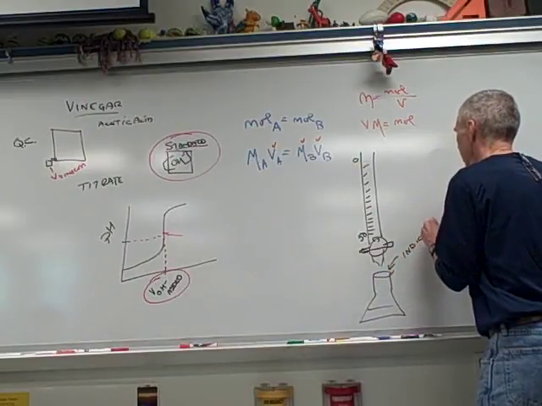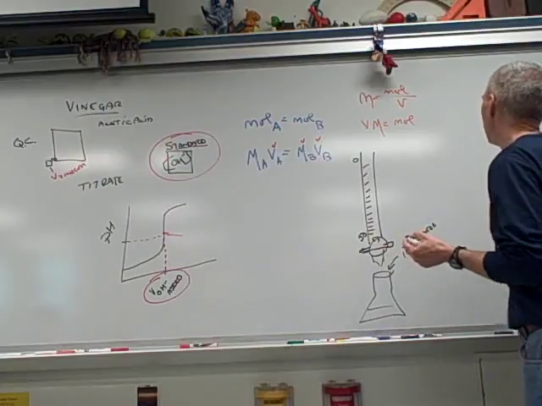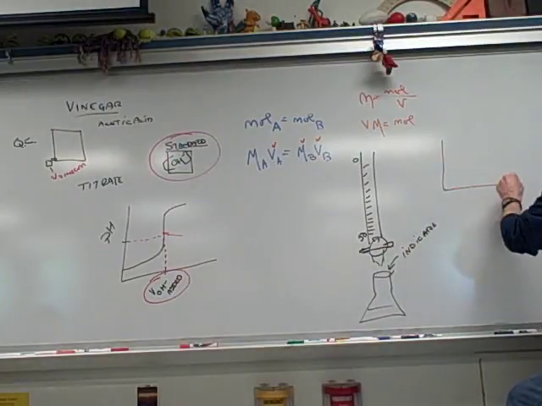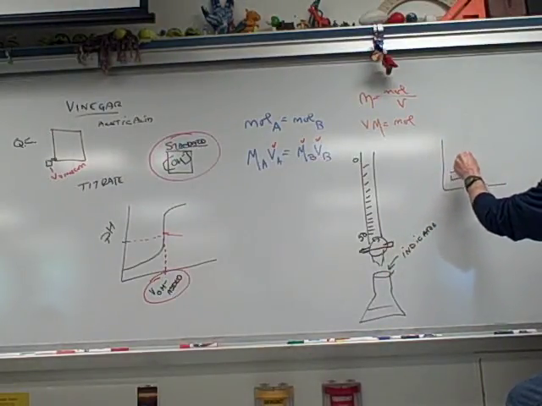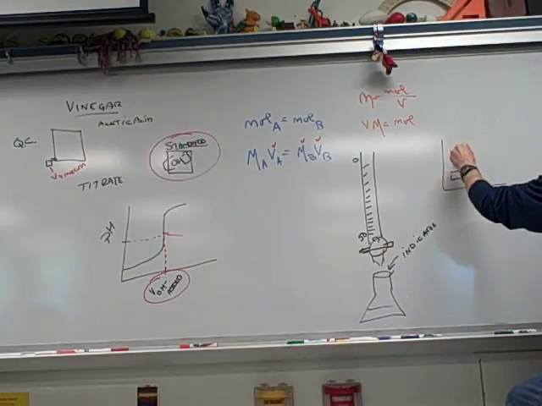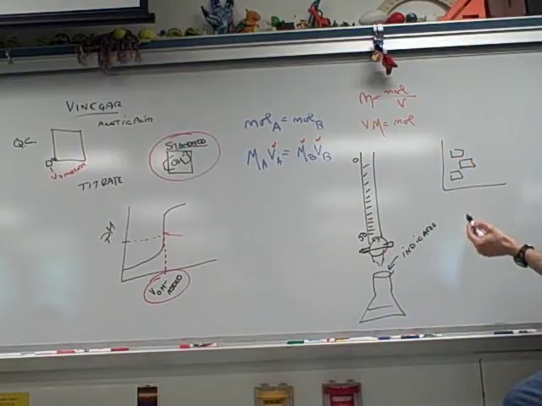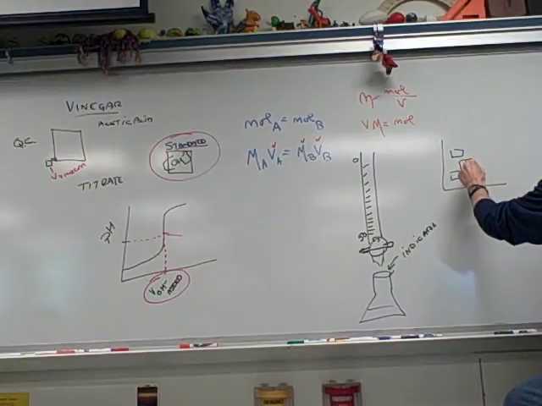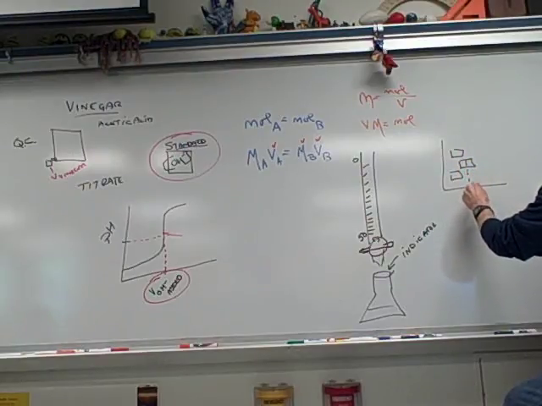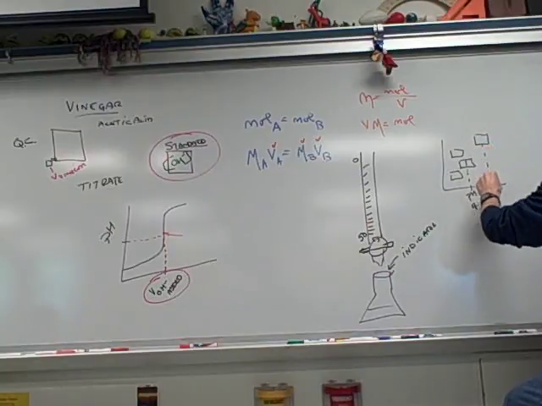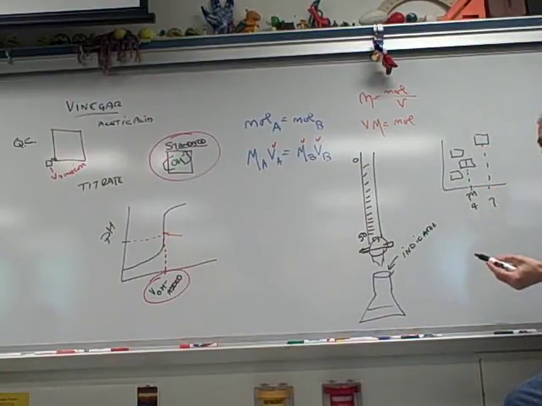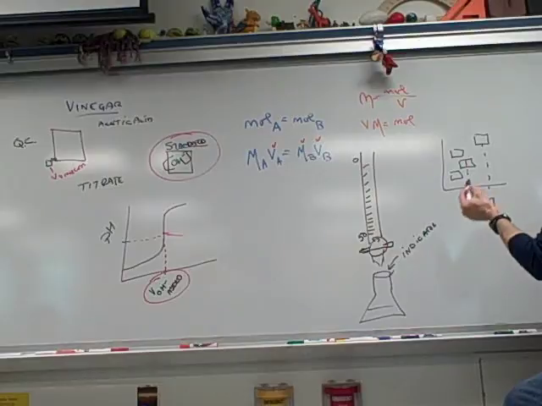Now, some of you looked at the indicator chart that was on that video. The idea of the indicator chart is nothing more than this. They show different indicators changing in different places. This particular indicator changes at a pH of 4, say. This particular indicator changes at a pH of 7. So different indicators are useful for different purposes.